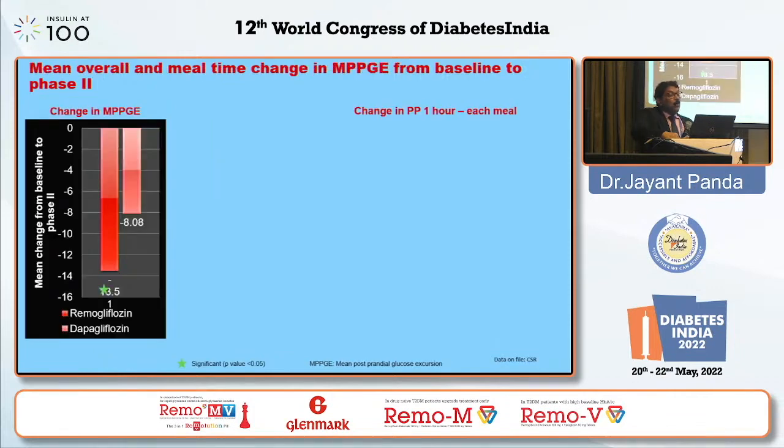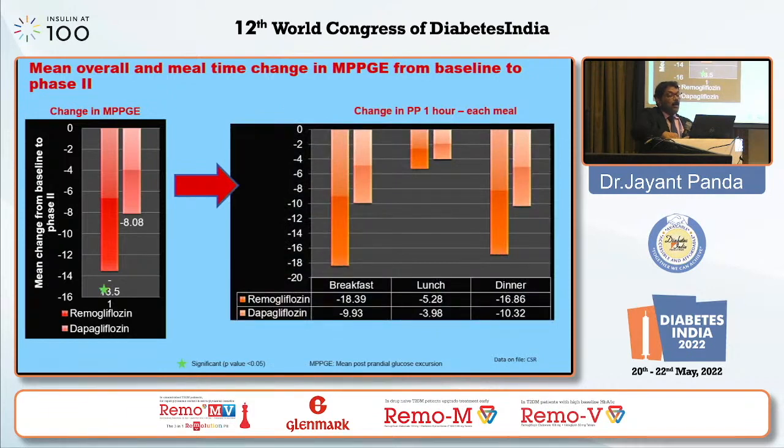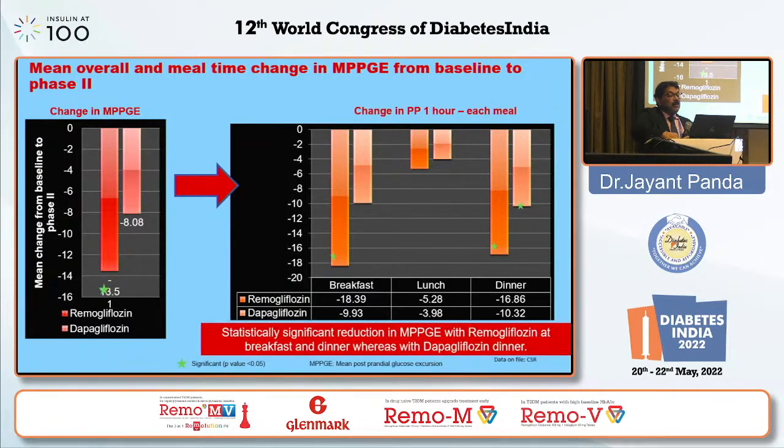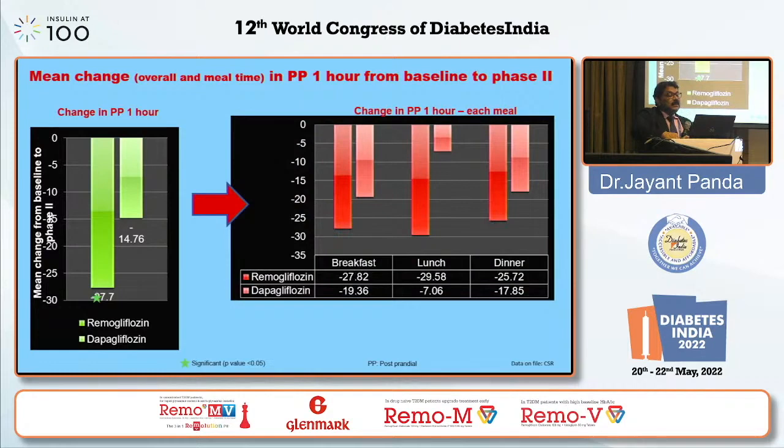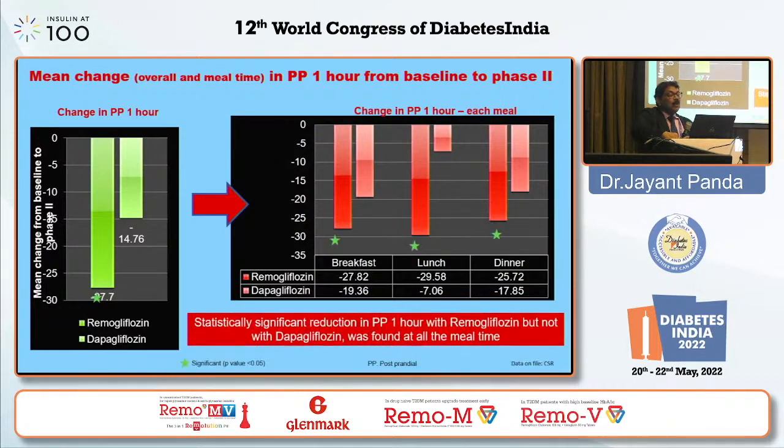So the mean overall mealtime change in the mean postprandial glycemic excursion from baseline to phase 2, if you'll see here, in postprandial 1 hour the statistical significance comes in a few, and only at dinner time is the dapagliflozin data statistically significant. And the mean change in postprandial 1 hour from baseline to phase 2 again has the star. You can see breakfast, lunch, and dinner with remogliflozin is significant, but with DAPA it was not significant at any point of time.